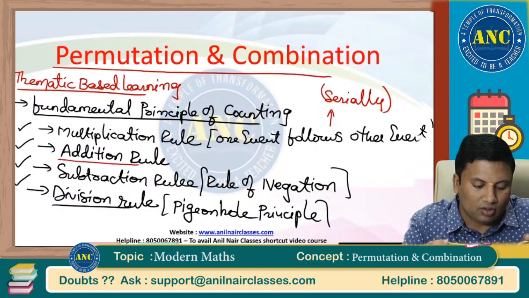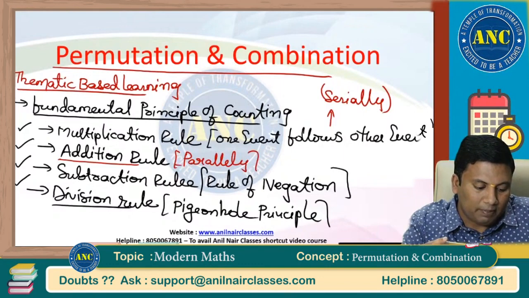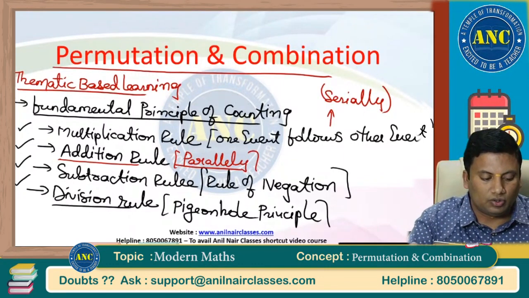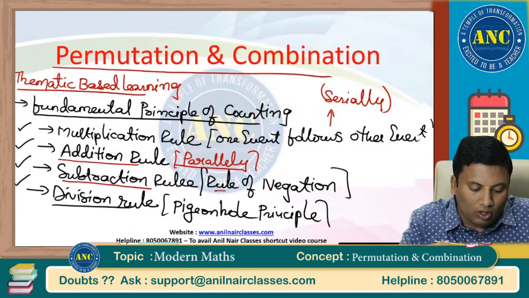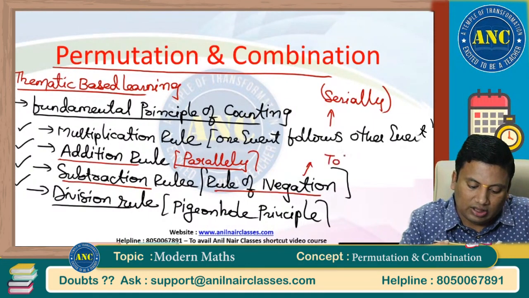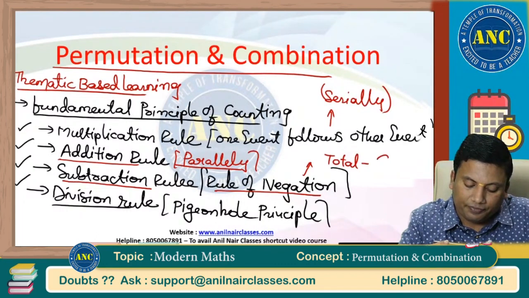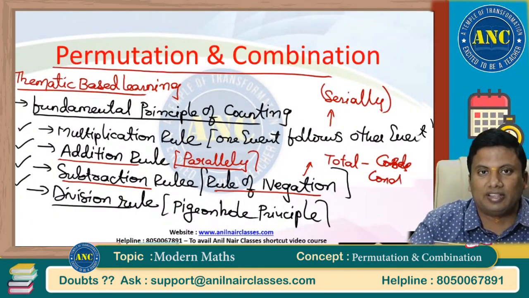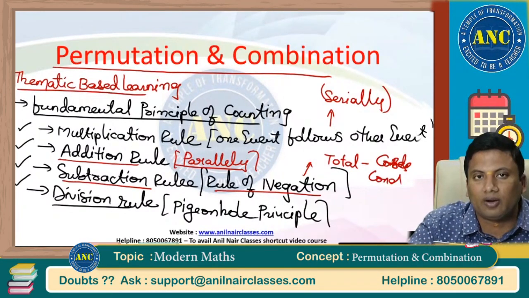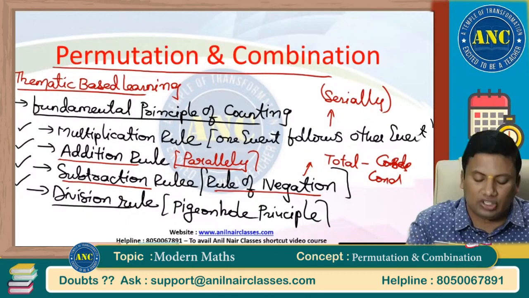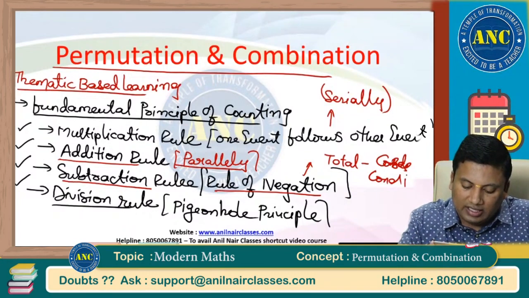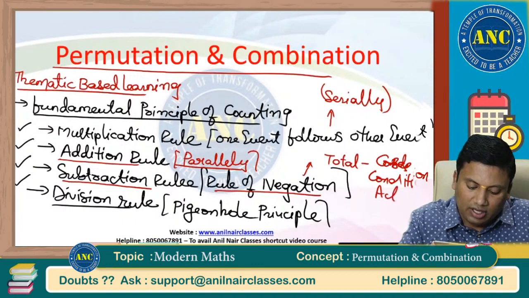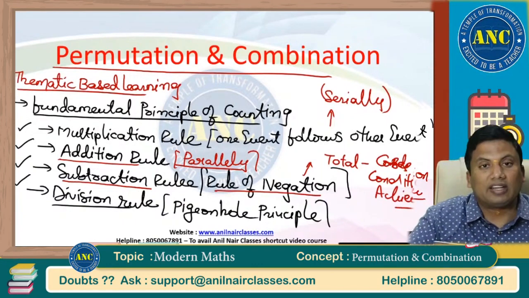The addition rule is used if the events are happening parallelly. If I want the rule of negation, negation is nothing but the total minus the cases where the condition is achieved. For example, how many 3-digit numbers do not have the digit 5 in them? Total minus the cases where the condition is achieved.